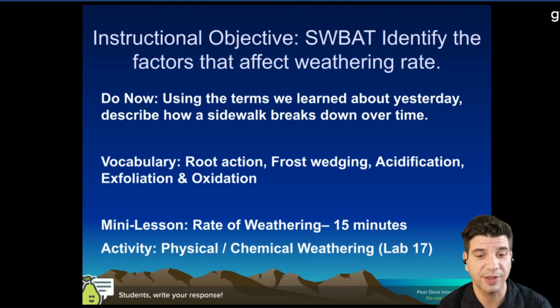Today's mini lesson, we're going to talk about the rate of weathering. And our activity is physical and chemical weathering lab, which is lab number 17.